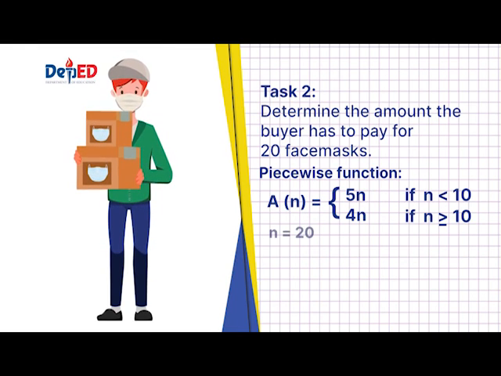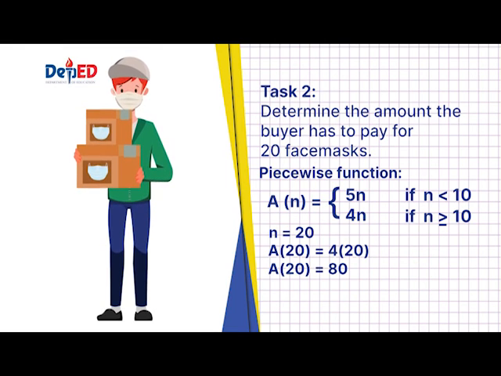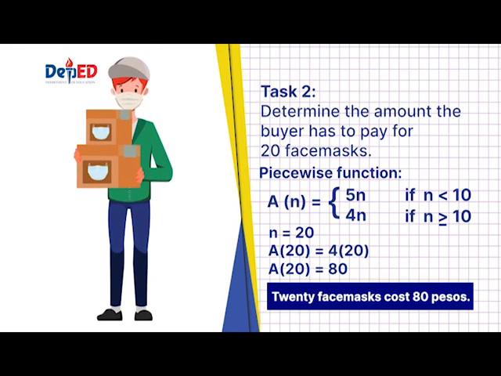We take n equals 20 as our input. We take 4n for our process since 20 is greater than 10. Thus, we will have A of 20 equals 4 times 20. And 4 times 20 is 80. 20 face masks cost 80 pesos, which is our output.